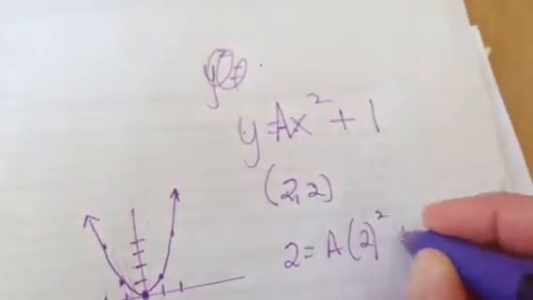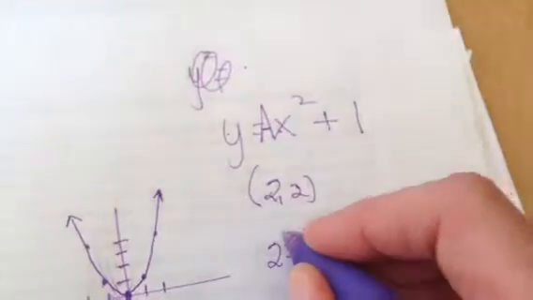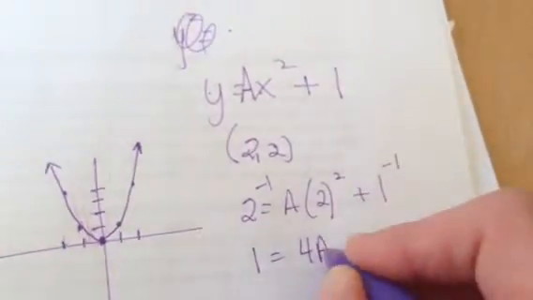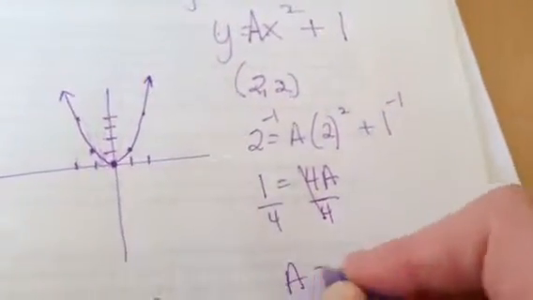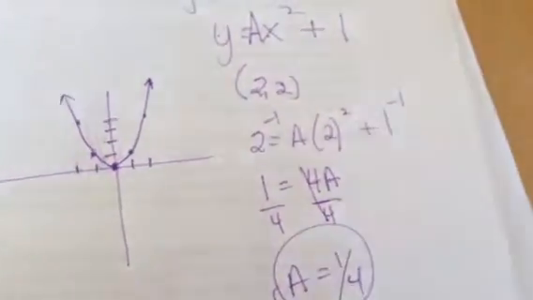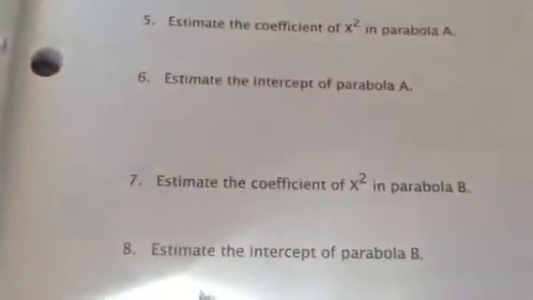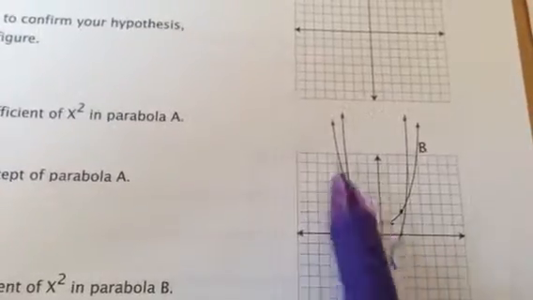X squared. Okay, I'm going to move this 1 to the other side. The opposite of adding 1 is subtracting 1. 2 squared is 4, so I have 4a. Divide both sides by 4. So it looks to me like my coefficient would be something close to 1/4, and that would be for number 7. Okay, it also says to estimate the intercepts. So for parabola B, my y-intercept looks like 0, 1, and I don't have any x-intercepts. So that should be it.